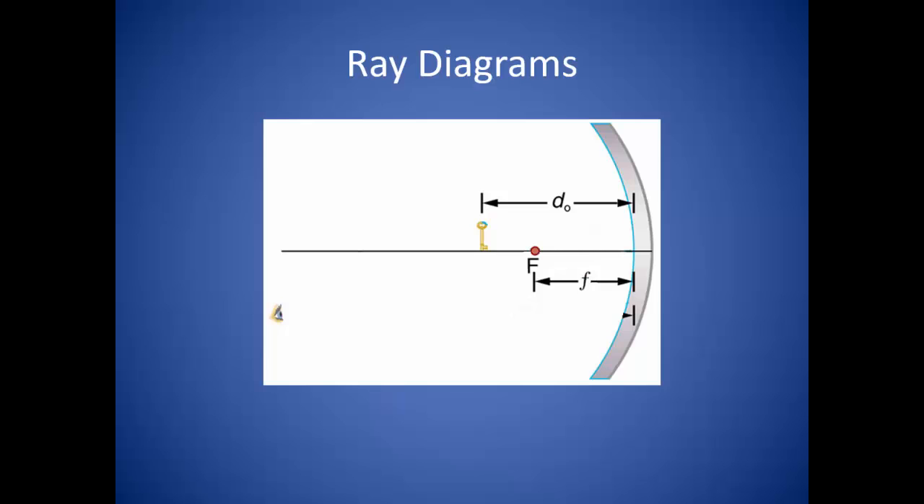Obviously, most objects reflected in a mirror are not an infinite distance away, so their images are not going to be perfectly focused on the focal point. In order to determine the image location for an object not at infinity, we need to draw what is known as a ray diagram.